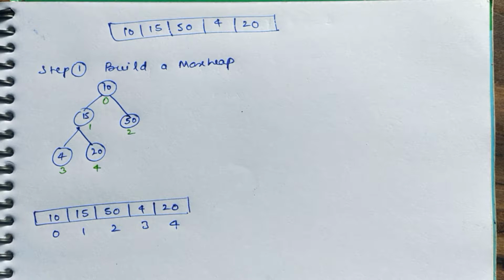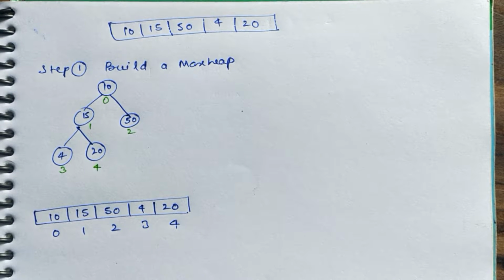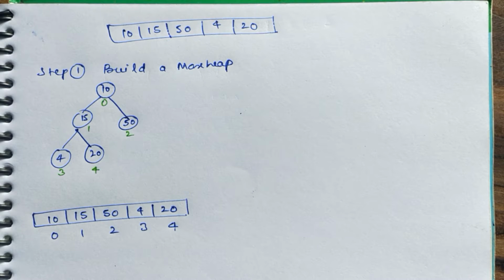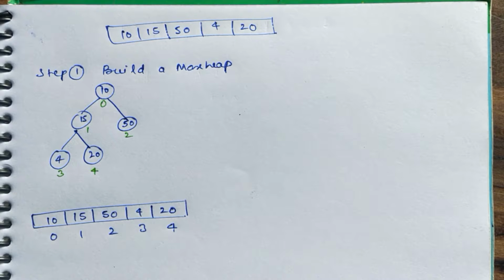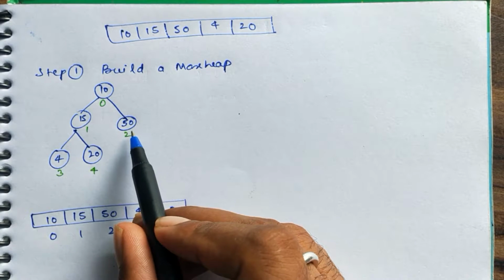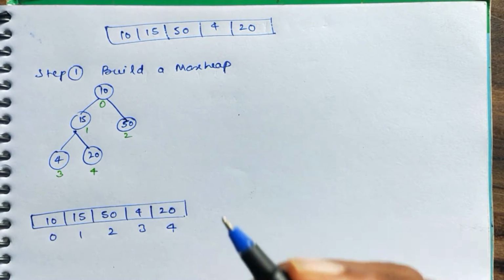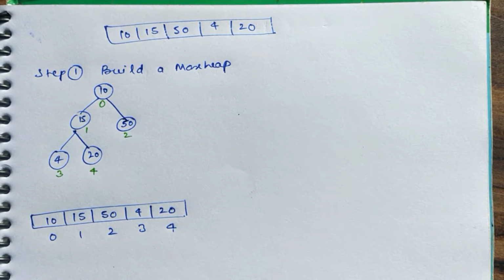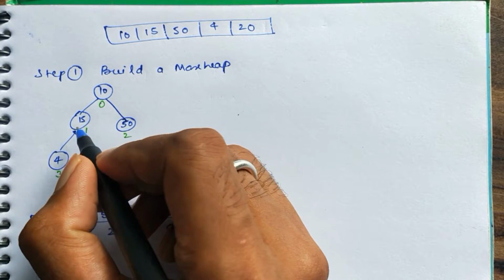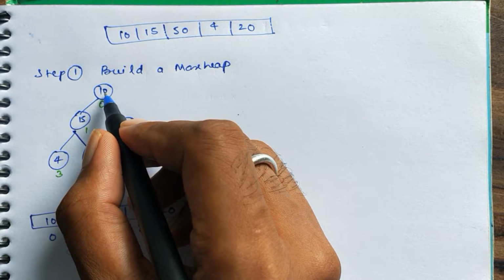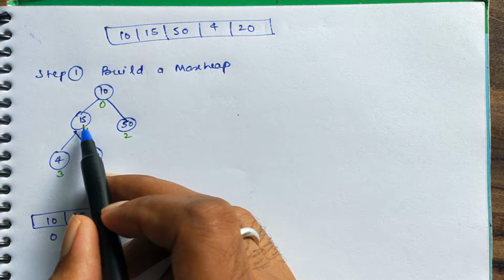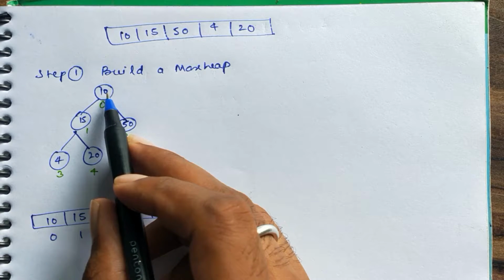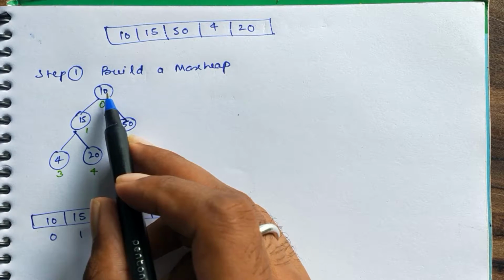So in step 1, to convert it into a max heap, we are going to perform the heapify operation on each of its internal nodes. We will start from the last internal node. We can see 4, 20 and 50 are leaf nodes. These are not internal nodes. The last internal node is 15, and 10 is also an internal node. So we will start with 15. First we will heapify 15, then we will heapify node 10.